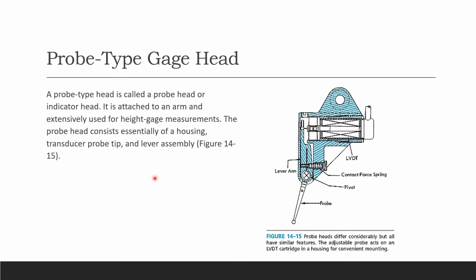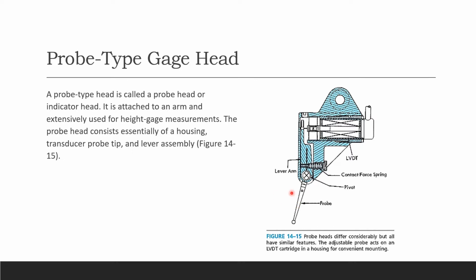Alright, probe type gauge head, the very first one. So the probe type gauge head is called a probe head or indicator head. So it's attached to an arm, okay, and extensively used for height gauge measurements. So the probe head consists essentially of a housing, a transducer, probe tip, and lever assemblies. So when you take a look at it here, you're going to see a lever arm right there, and this is your contact force spring. A little spring right there, and that's your LVDT, and this is your pivot, and this is your probe.